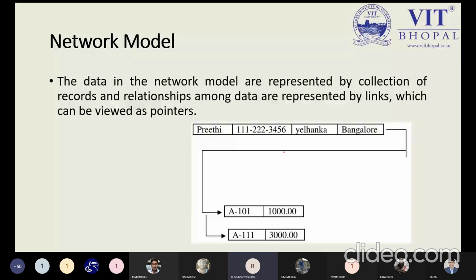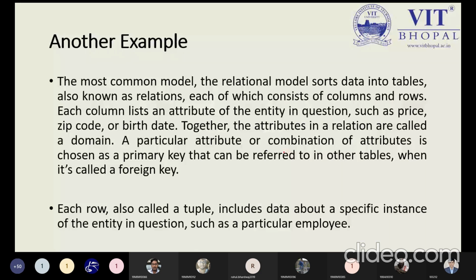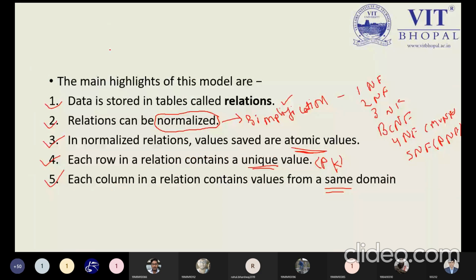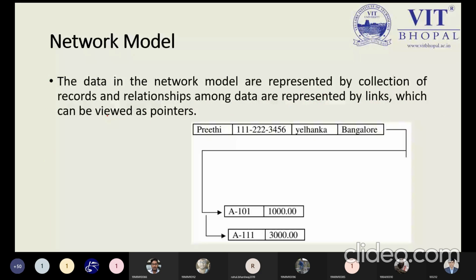Okay, so please keep in mind this example, that is the customer table and account table. Okay, I will jump back again whenever it is required. So in the network model, you can see the data is represented by a collection of records and relationships. Okay, so what is a record and what is a relationship we have seen already. The data is represented by links, this is what we need to keep in mind. So you can see Priti is a common customer name who has two different accounts.